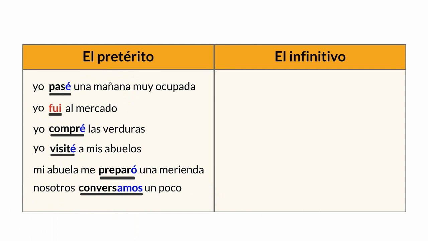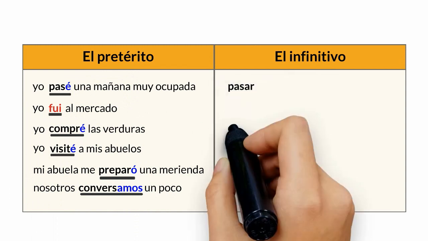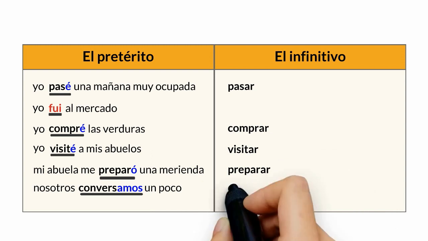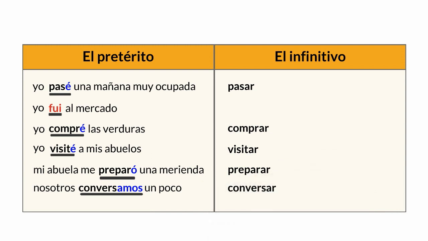Fabuloso! Do you know the infinitives of these verbs? Write them in your chart. The AR verb infinitives are pasar, comprar, visitar, preparar, conversar. But what is the infinitive for fui? It's ir.